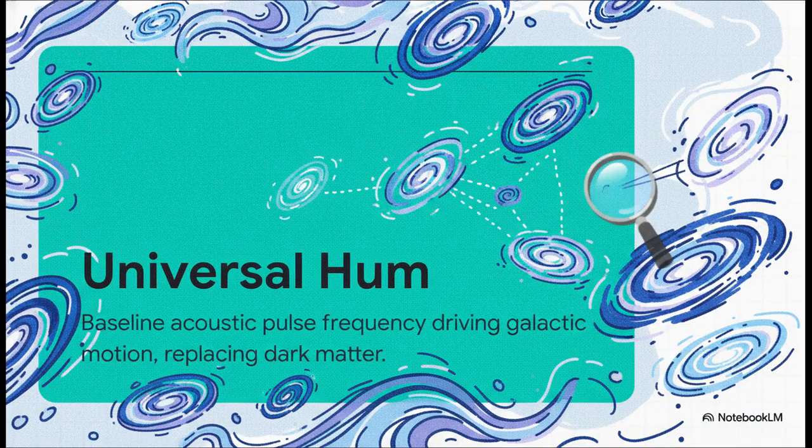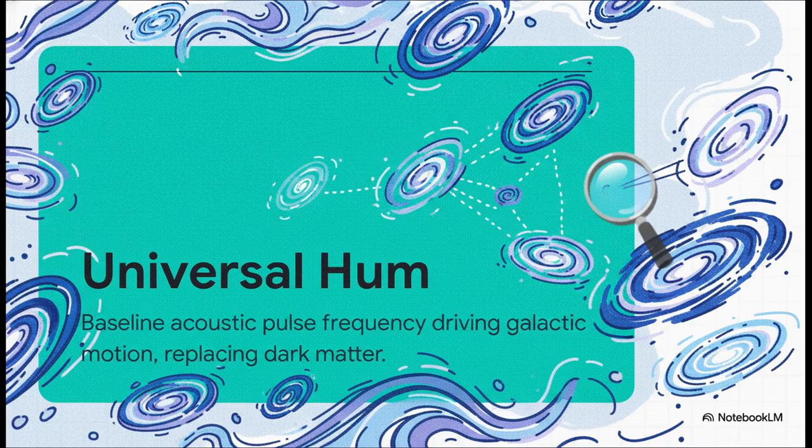Now think about it. If space is a fluid system, it's gotta have a pulse, right? We call this the universal hum. It's the baseline acoustic frequency and the underlying pressure field that completely permeates the cosmos. And here's why this is absolutely crucial. In traditional astrophysics, scientists actually had to invent an invisible substance called dark matter just to explain why galaxies spin the way they do without flying apart.